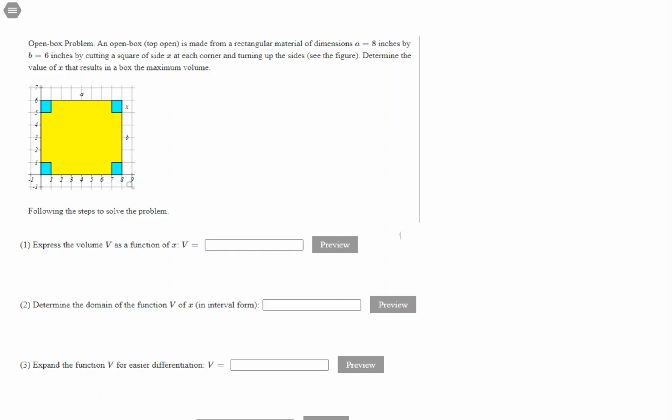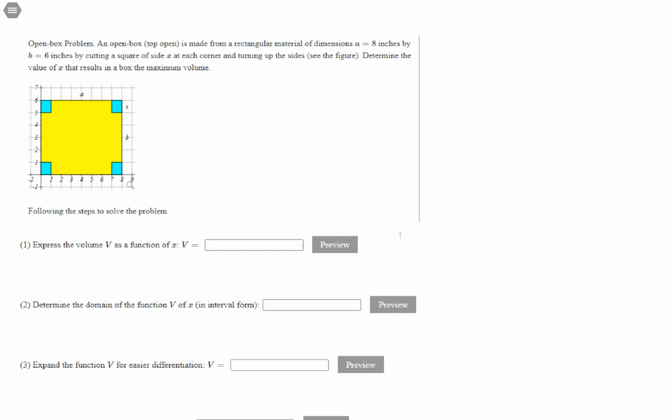An open box is to be made from a rectangular material of dimensions 8 inches by 6 inches by cutting a square of side x out of each corner and turning up the sides. Determine the value of x that results in a box of the maximum volume.